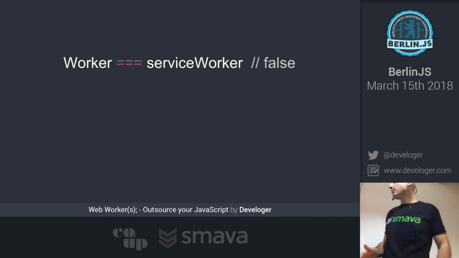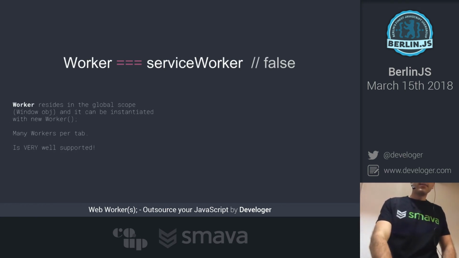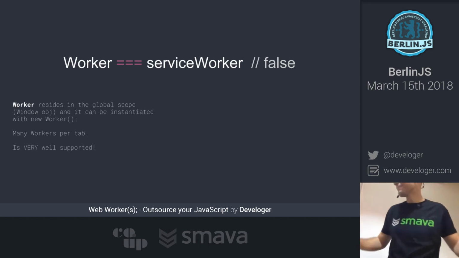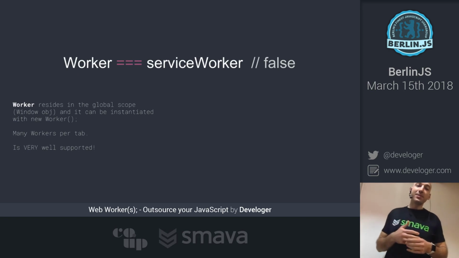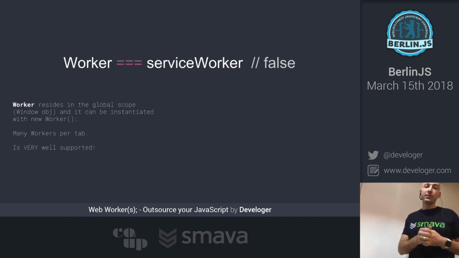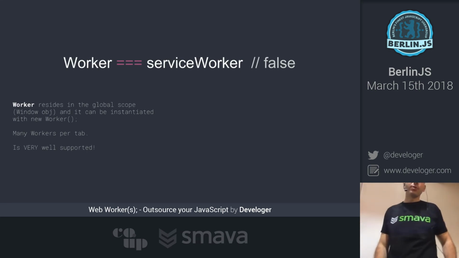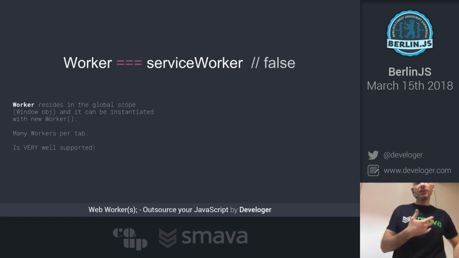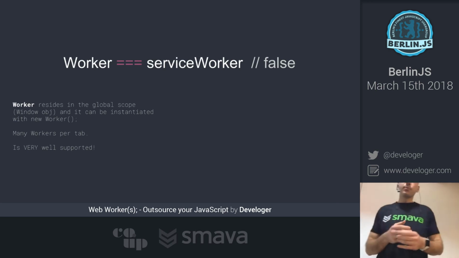So the worker and the service worker are not the same. The worker resides in the global scope. That means that you can instantiate it from any place, just by using the new keyword on the Worker object. You can have as many workers per tab as you want. This is a very key difference between the service worker and the worker. And it's very well supported.